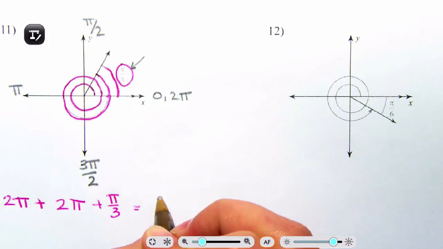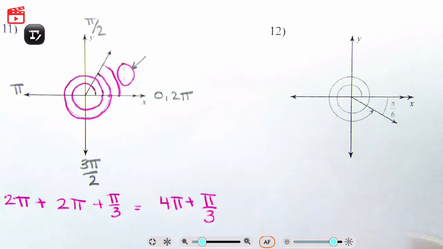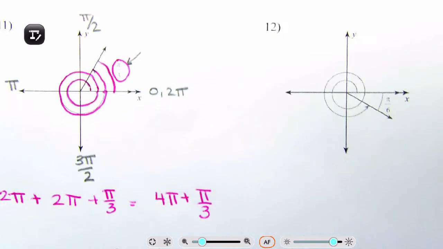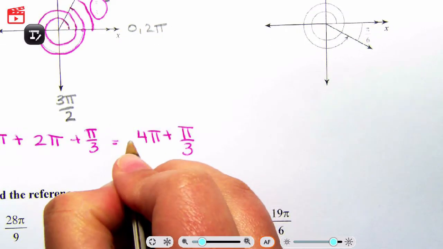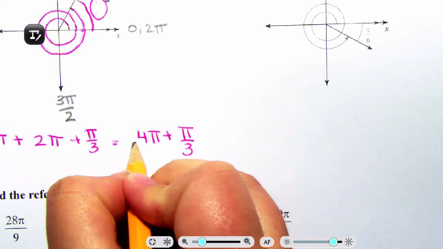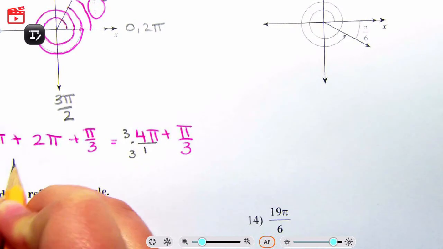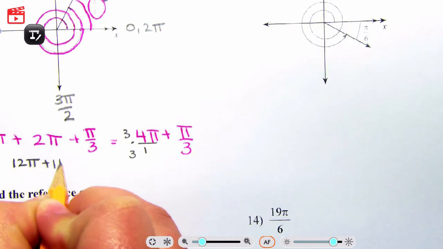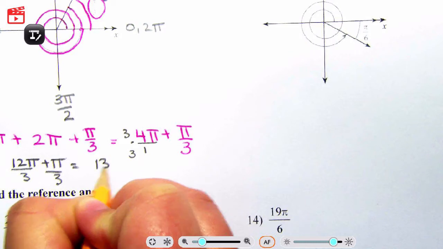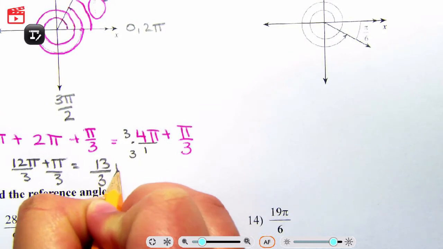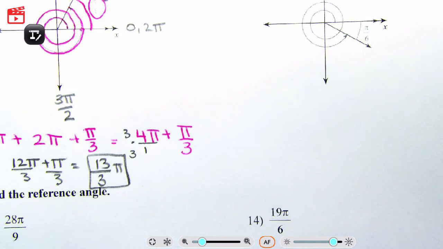So what do I have? I have 4 pi plus pi thirds. You can keep it as 4 pi plus pi thirds, or you can convert this into a common denominator. So I'm going to choose to do that. I'm going to multiply top and bottom by 3. So it means I have 12 pi thirds plus pi thirds, and that's equal to 13 pi thirds. Again, positive because we're going counterclockwise.